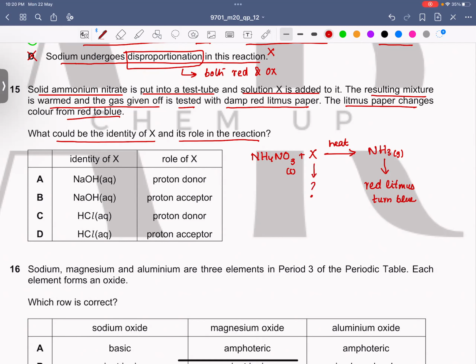If you recall, any ammonium compound gives off ammonia with alkali only. So it means that C or D are wrong. It can be alkali, and alkali is a proton acceptor, not a donor, right? So A goes wrong and B is our correct answer. Is this clear to everyone?